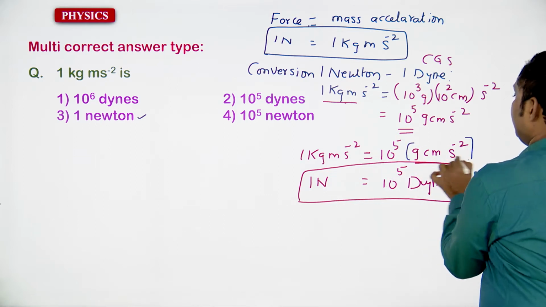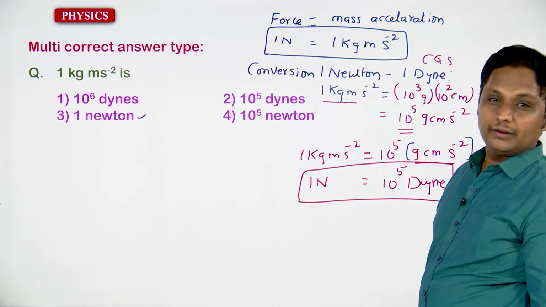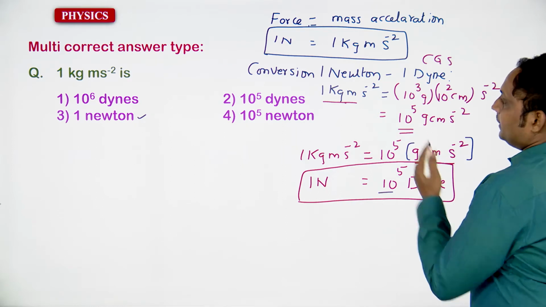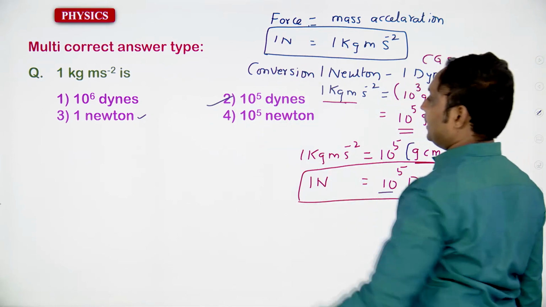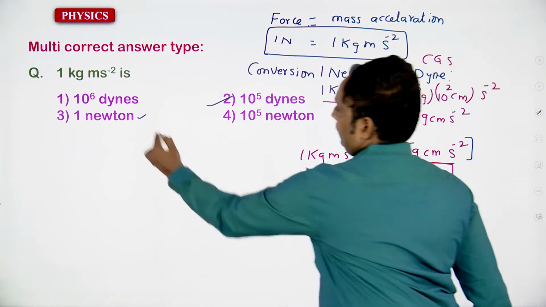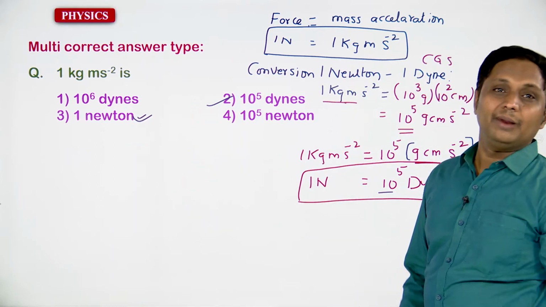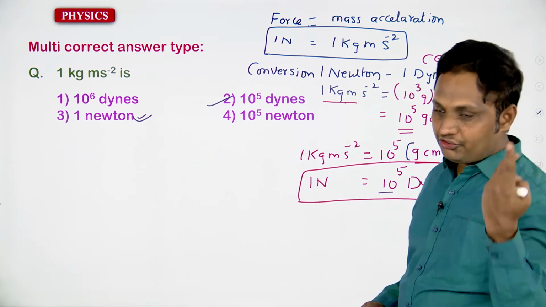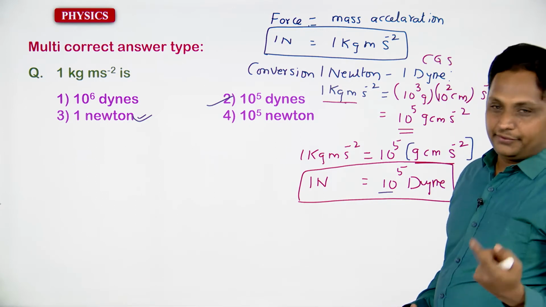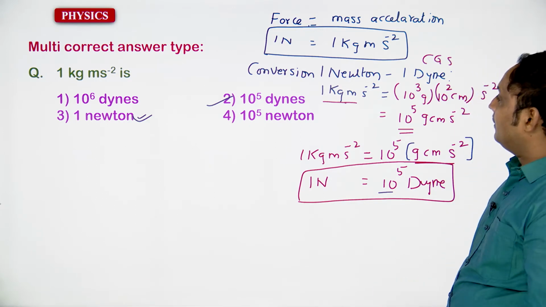It's very clear. All right. You have to get that 10 to the power of 5 dynes. So this is also correct and this is also correct. This is a multi-correct answer type question. Just you have to see. This is very clear. We would like to get this one. All right.